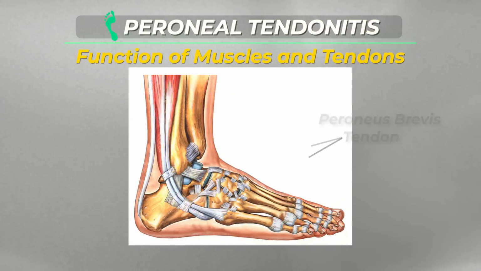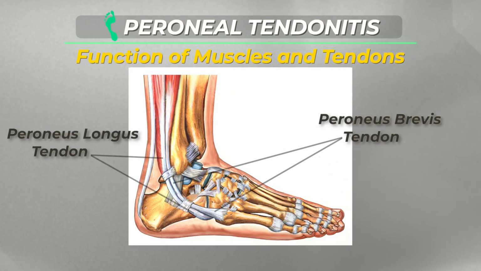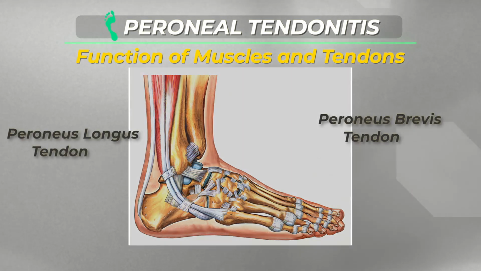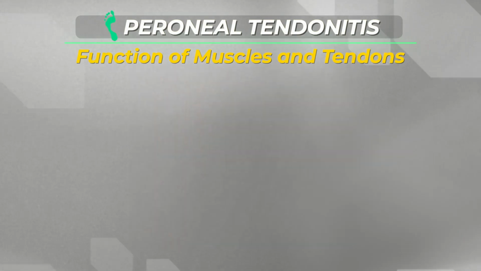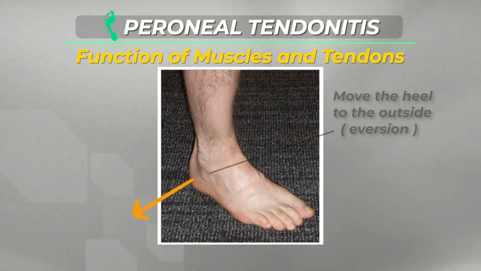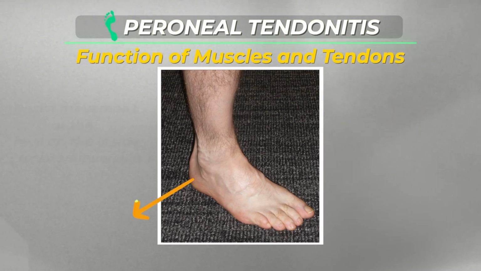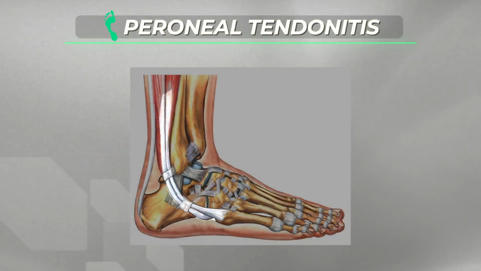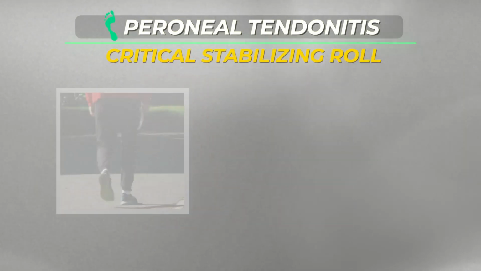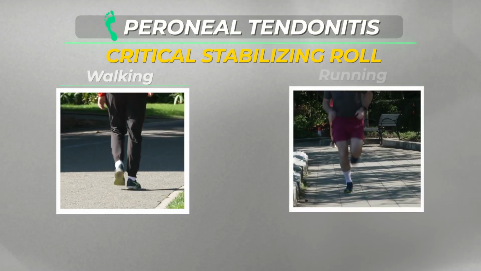Both tendons, the peroneus brevis and the peroneus longus, originate from their respective muscle bellies on the outside part of the lower leg. Contraction of these muscles applies force through the tendons to help move or control the foot. Specifically, these muscle tendon units can evert the foot to the outside or equally commonly resist inversion of the foot to the inside. These two tendons play a critical role in stabilizing and moving the foot during walking and running.